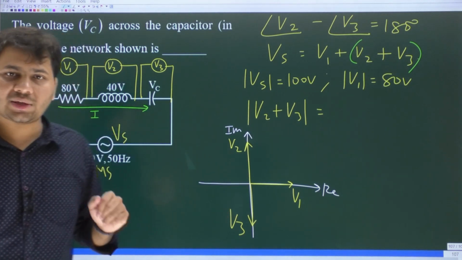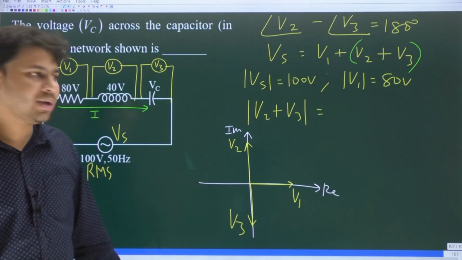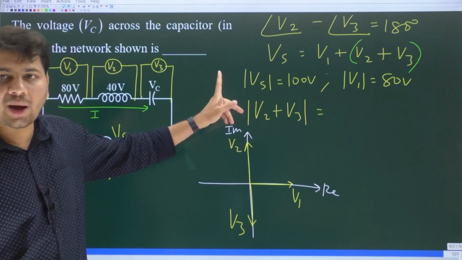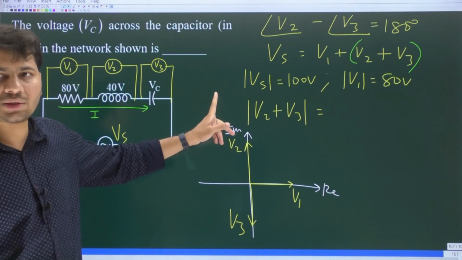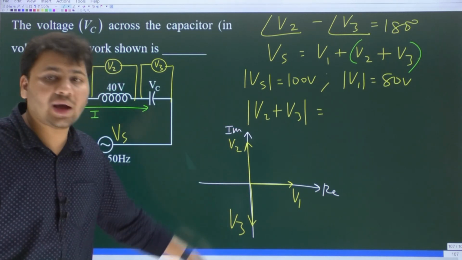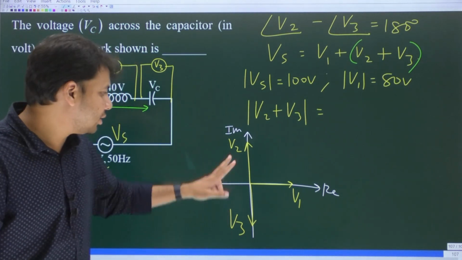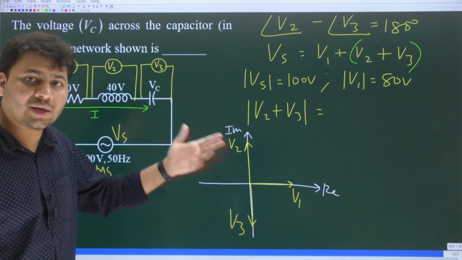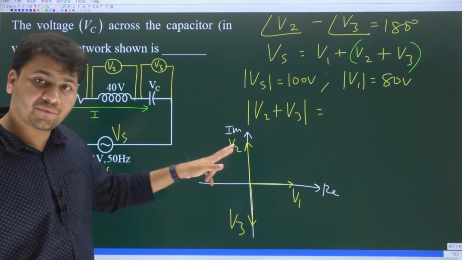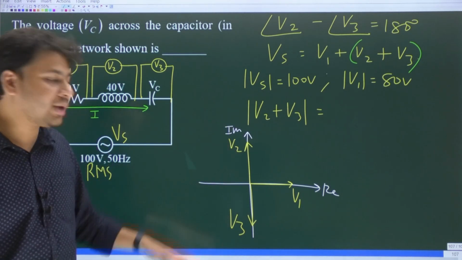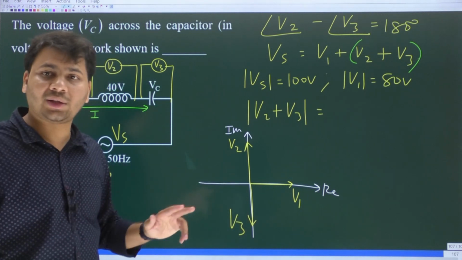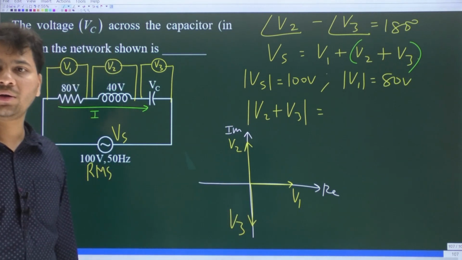So the resultant phasor, what is that? V2 plus V3 will either be in the upward direction, along the positive imaginary axis, or along the negative imaginary axis. I am just giving you two options, okay? So V2 plus V3 will either be in the direction of V2 if V2 is longer than V3, or it will be in the direction of V3 if V3 is longer than V2.